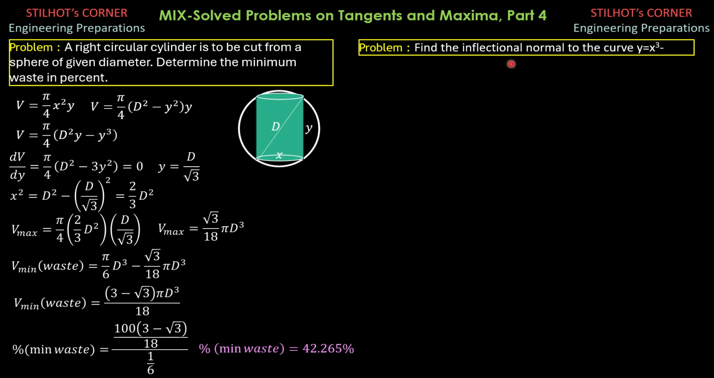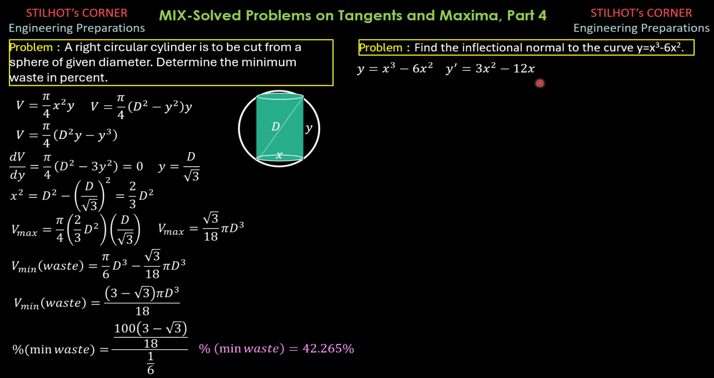Find the inflectional normal to the curve y equals x cubed minus 6x squared. So of course, the inflectional normal is the normal line through the point of inflection, perpendicular to the tangent line. So from y equals x cubed minus 6x squared, y prime, which represents the slope of the tangent line, is the derivative of y with respect to x, and that is equal to 3x squared minus 12x. And this is also the expression for the slope of the tangent line.